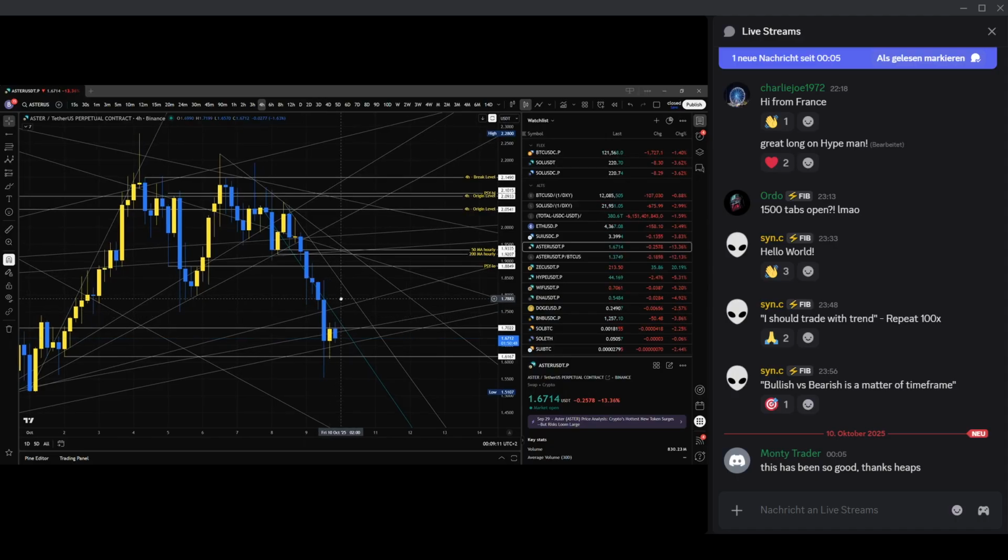So I personally don't like the experience of getting wicked out and then price goes into the opposite direction. So that's why I'd rather be on top of the chart, have alerts, have manual stop losses and technical reasons to cut the loss and say, okay, trade is gone, got invalidated, it is what it is, and then move on.